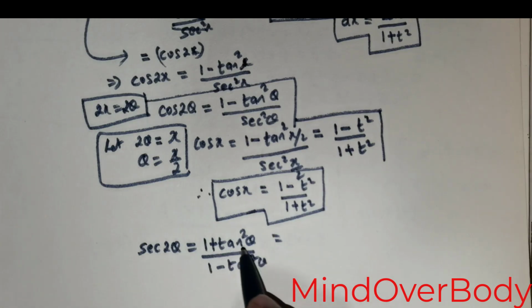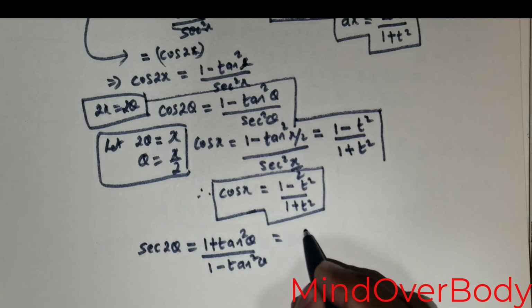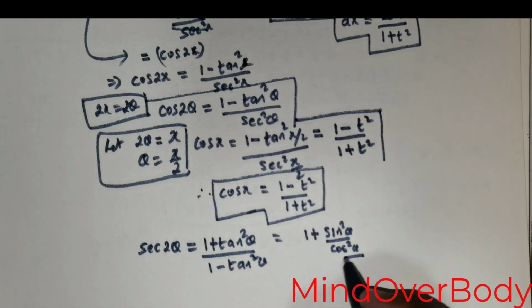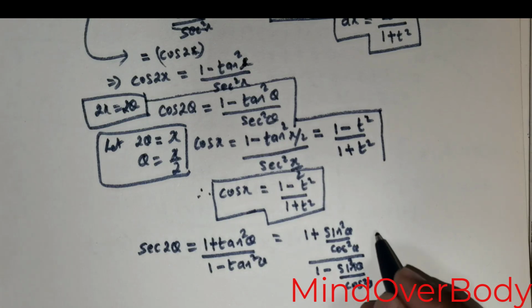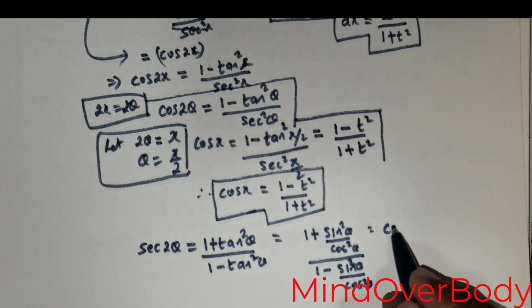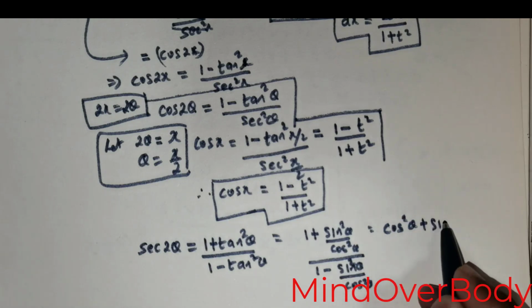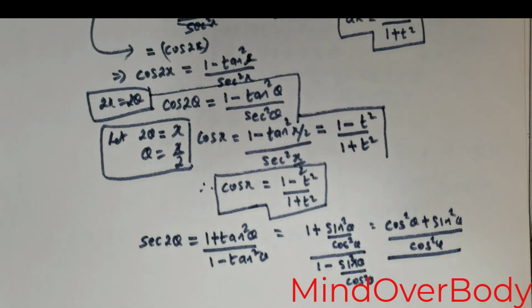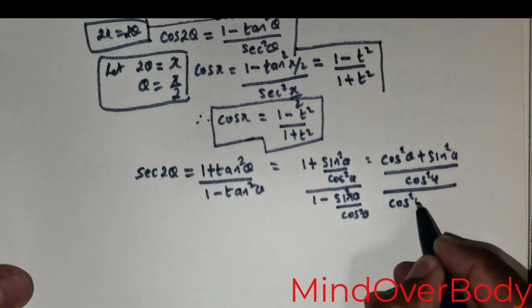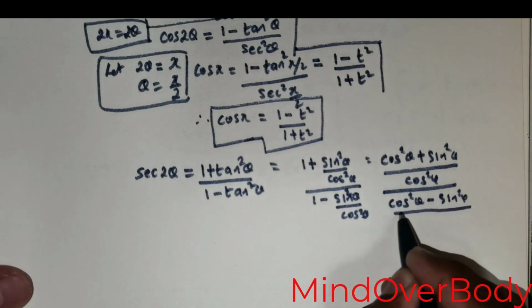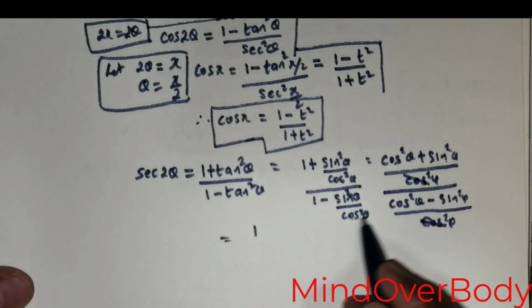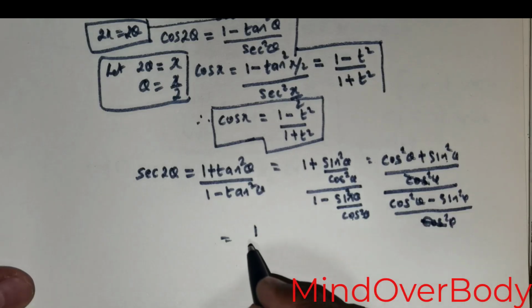Consider 1 + tan²θ. If I change this into sine and cos, this gives me 1 + sin²θ over cos²θ, divided by 1 − tan², which is sin²θ over cos²θ. Now I take the LCM as cos²θ, so this gives (cos²θ + sin²θ) over cos²θ, divided by (cos²θ − sin²θ) over cos²θ. Now cos²θ can be cancelled. cos²θ + sin²θ is 1, and cos²θ − sin²θ is cos 2θ.